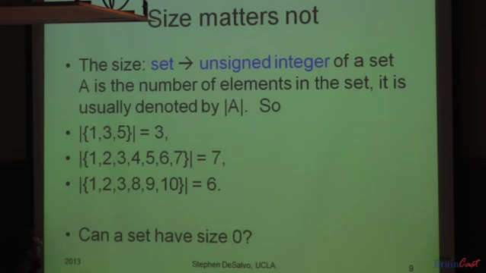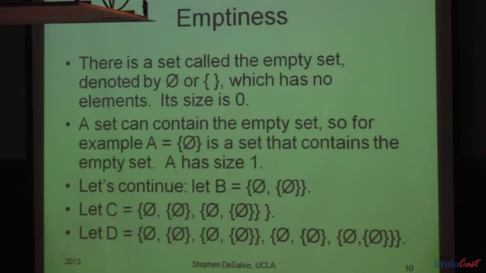And okay, that's pretty obvious. So can a set have size 0? Yeah, it can have size 0. It's just a set with no elements. This is what's really cool. There is a C++ analog of the empty set for a set object, and we'll get to that in a second. So there is a set called the empty set, usually denoted by the circle with a line through it or open-closed brackets. It has no elements. Its size is 0.